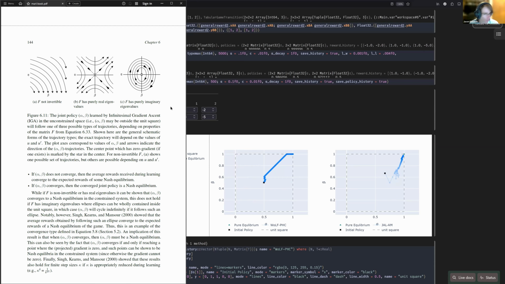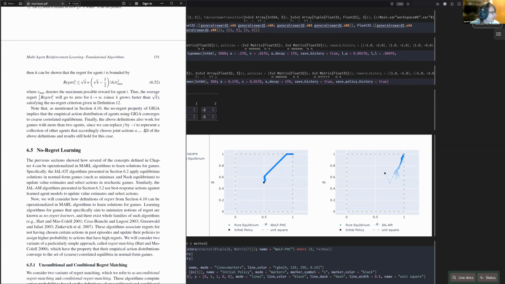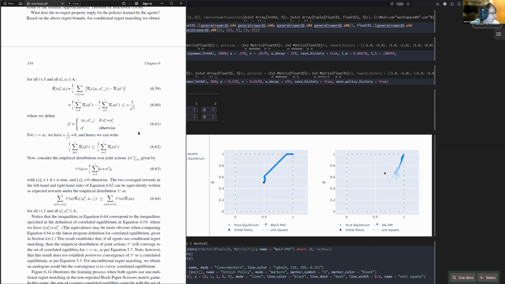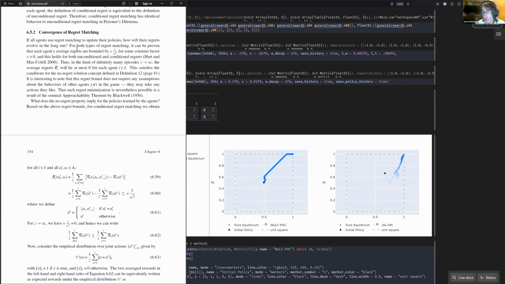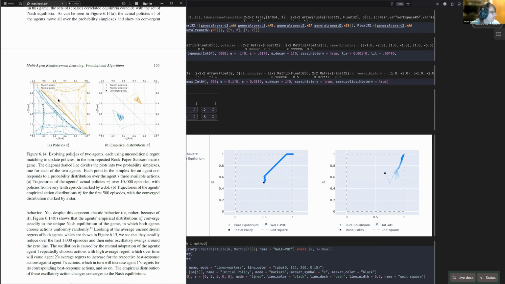There are other things in this chapter, but honestly, most of them are not that important. There's this discussion of no regret algorithms, but again, they don't really have very nice properties. This no regret learning, they show it with the rock, paper, scissors example, and how the policies have the same sort of jagged performance change we have with joint action learning methods. So we might as well use one of those.